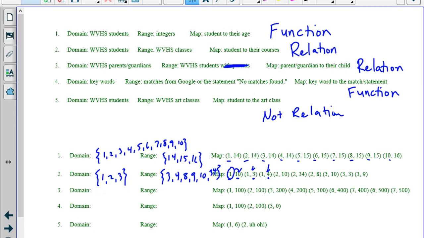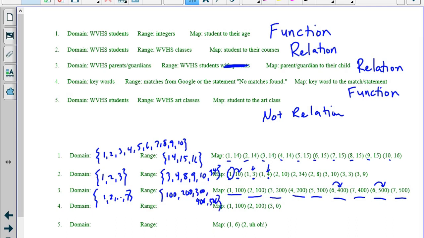what ends up happening is these parents have the same kid. These parents have the same kid. This kid has a single parent, it looks like. But notice that these parents have more than one child. Since each parent is identified with at least one child, but maybe more than one child, then that means that this is a relation. So if I was looking at the domain here, the domain would be, in this case, 1, 2, all the way to 7, and the range is 100, 200, 300, 400, and 500.